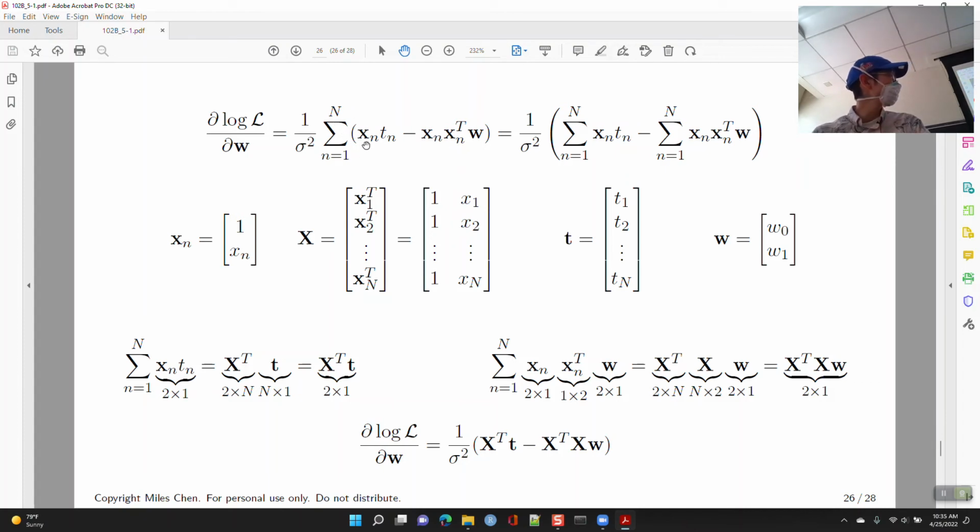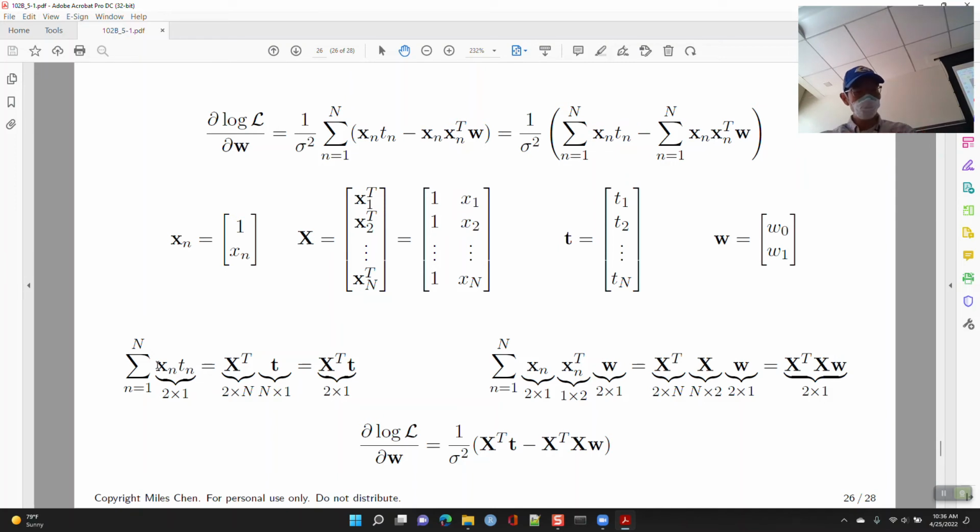I can distribute the sum, right? So here I'm going to say the sum of the xn tn's minus the sum of xn transpose W. And we say, okay, what is this thing? Let's take a look at this. This part right here, xn tn, is 2 by 1. We want the entire thing to also be 2 by 1, right? Because I'm just taking a whole bunch of these 2 by 1s and stacking them up and adding them all together.